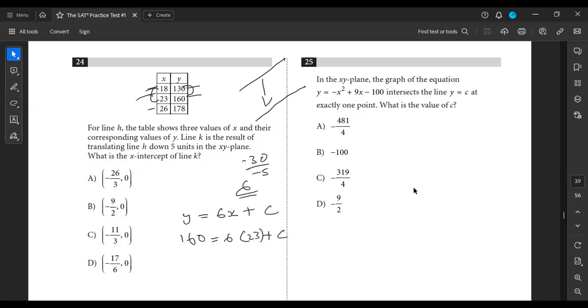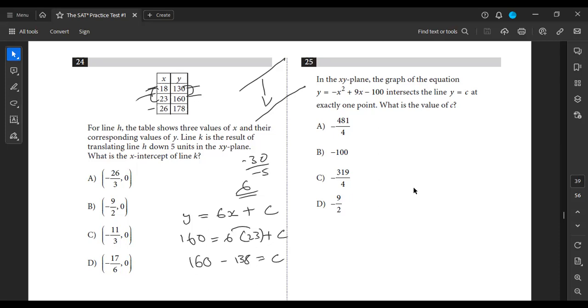Equals 138. Perfect. So it's 160 minus 138 that will give us C. There you go. So we had 160 minus 138. I'm mistaken, 22. So C is 22. 22 is the intercept of H. This is H. Remember, this equation was H.